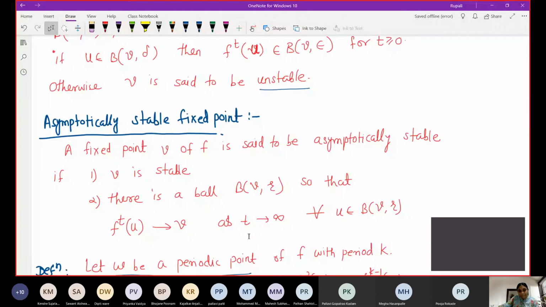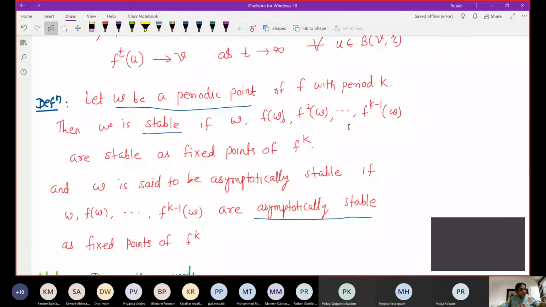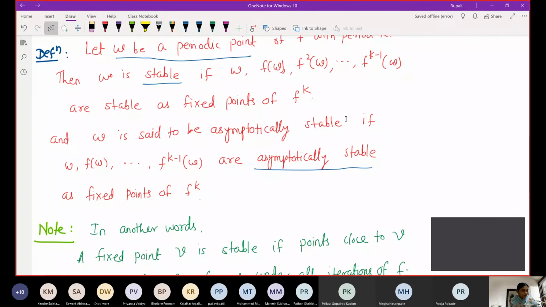Is that okay? Yes ma'am. We will see examples also. At that time it will be more clear. So first we will see one theorem before examples.